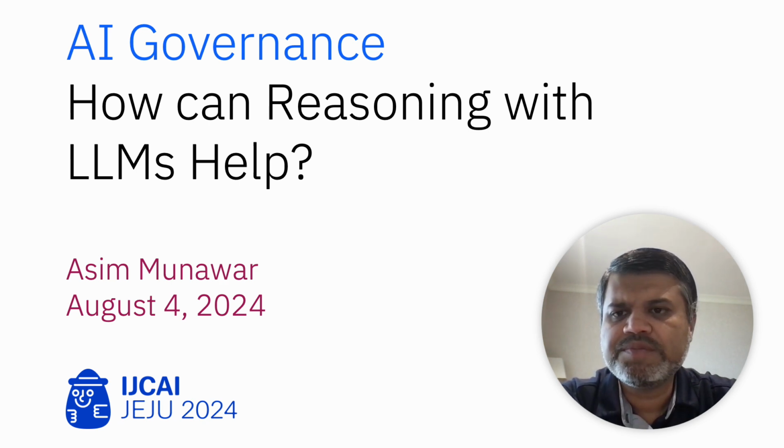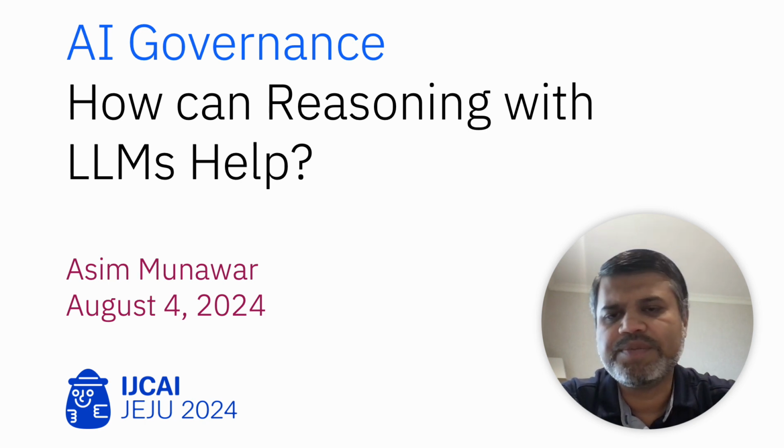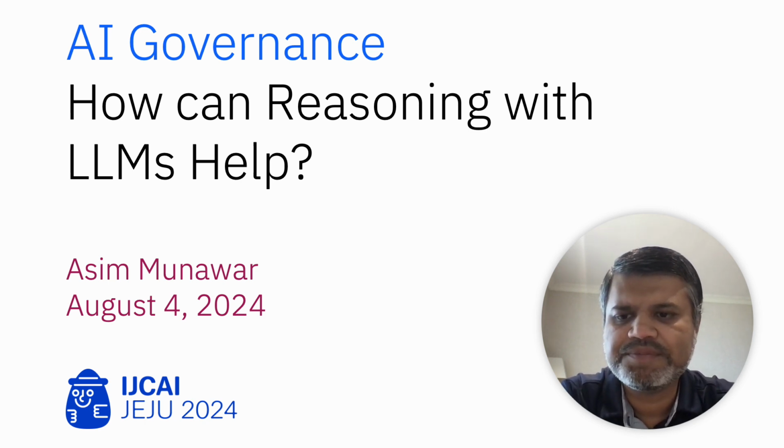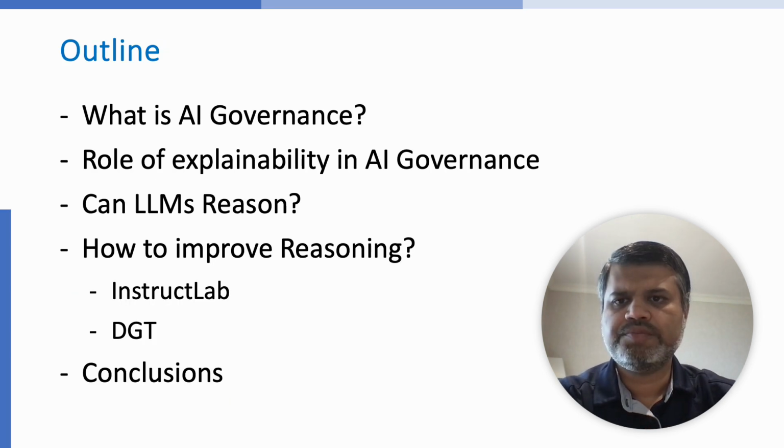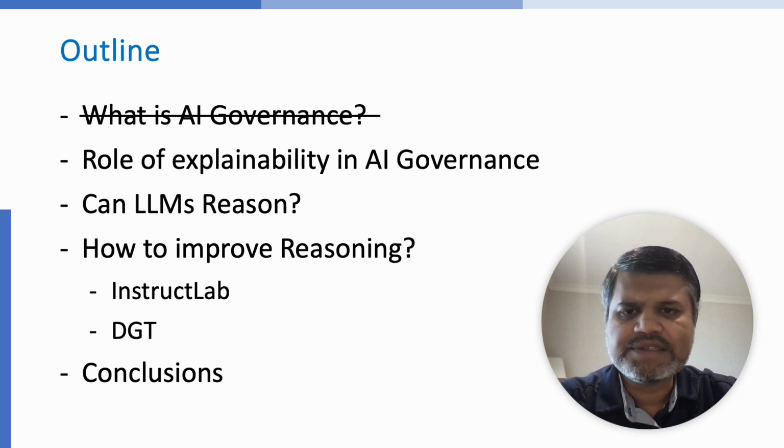Hi everyone. So I'll give a talk on how reasoning can help with AI governance. I don't intend to talk too much about AI governance. Francesca Rossi's talk in this workshop covers that very well, and there are other talks also that talk about what AI governance is. So I'll not talk about AI governance, as I just mentioned. I'll explain what the role of explainability in AI governance is.